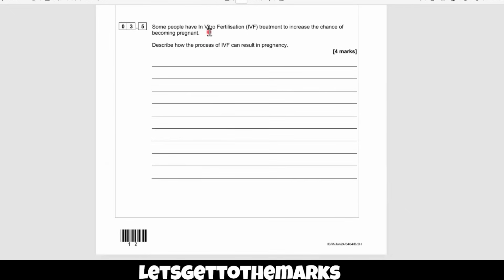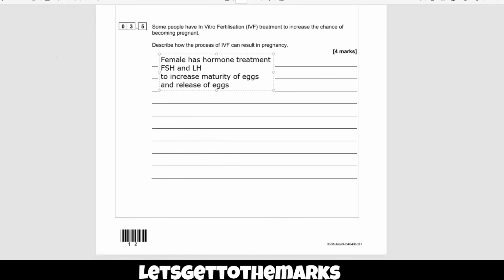3.5. Some people have in vitro fertilization, known as IVF, treatment to increase the chance of becoming pregnant. Describe how the process of IVF can result in a pregnancy. So we've basically just got to describe IVF. So the female has hormone treatment. So what hormones does she get? She gets FSH and LH to increase maturity. You can say ripening, developing of eggs, and release of eggs.